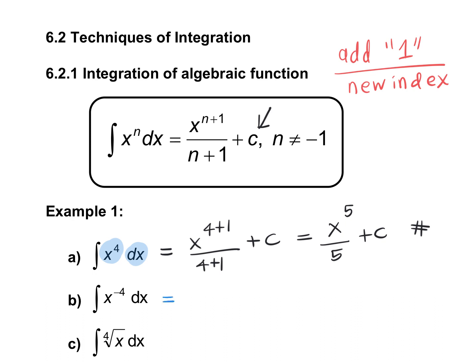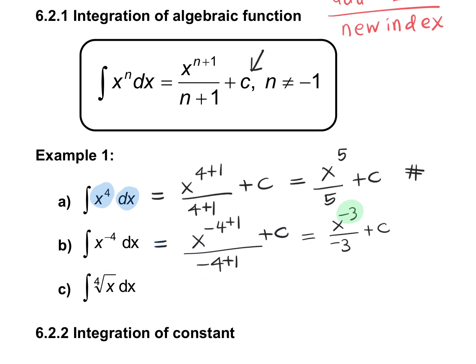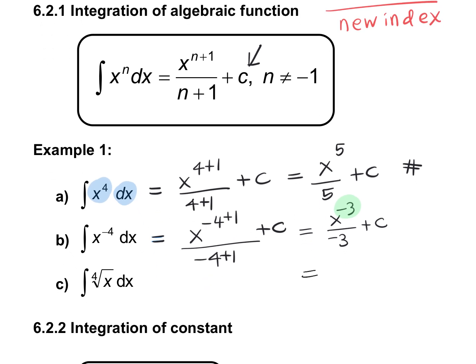If you are given a negative index, the same thing we are going to apply for the negative index. So x to the power of negative 4 plus 1 divided by negative 4 plus 1, plus c. So we will get here x to the power of negative 3 divided by negative 3, plus c. And in most problems, when the final solution gives us a negative index, then we need to change this to a positive index. So changing this to a positive index will give us negative 1 over 3x to the power of 3, plus c.